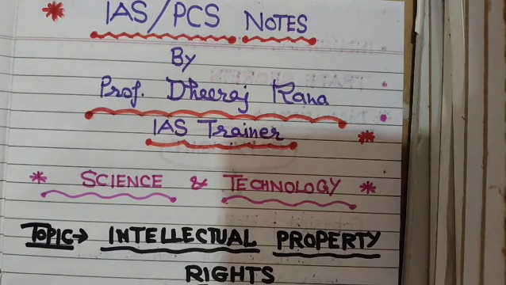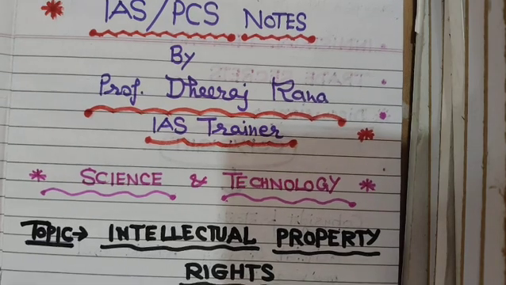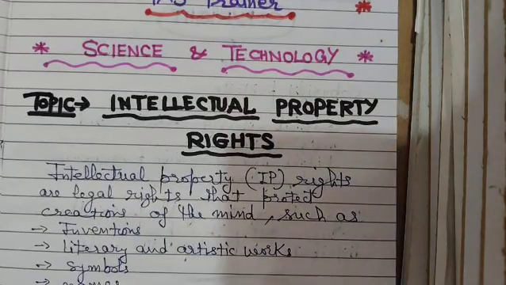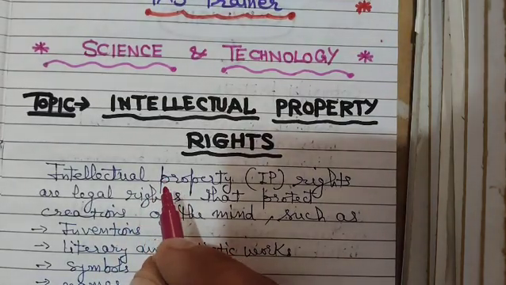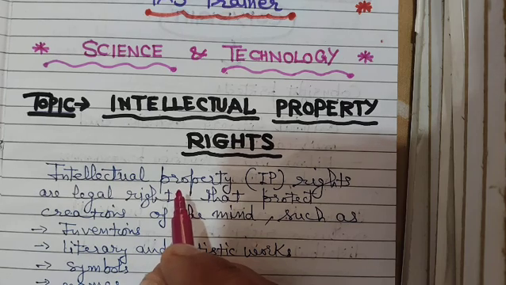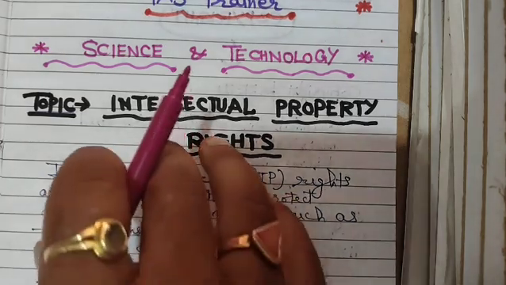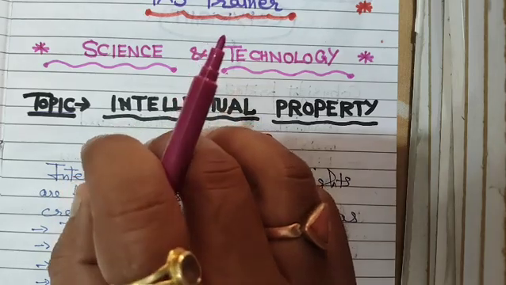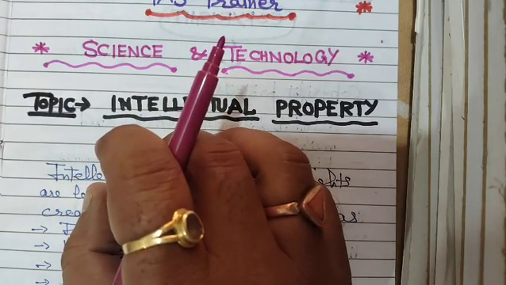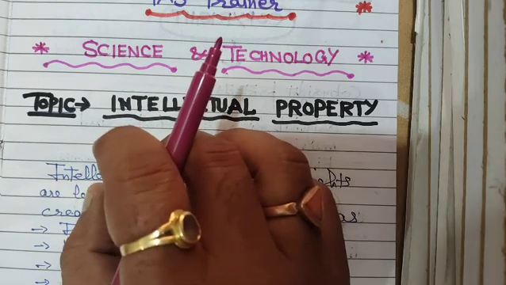So dear students, as I have told you, an important topic of the science and technology section today is intellectual property rights. It's very important for prelims as well as mains of UPSC and PCS of states. From here you will be asked multiple choice questions or conceptual based questions, and in interviews it's a very favorite topic, because intellectual property rights deals with trade rights, trademarks rights, copyrights, patents, etc.